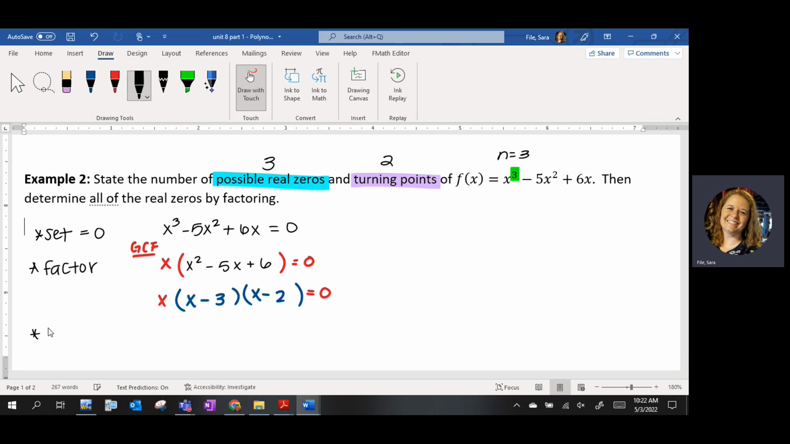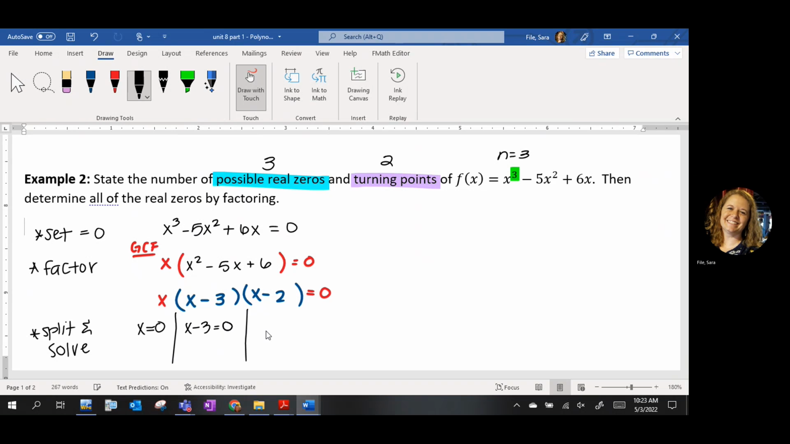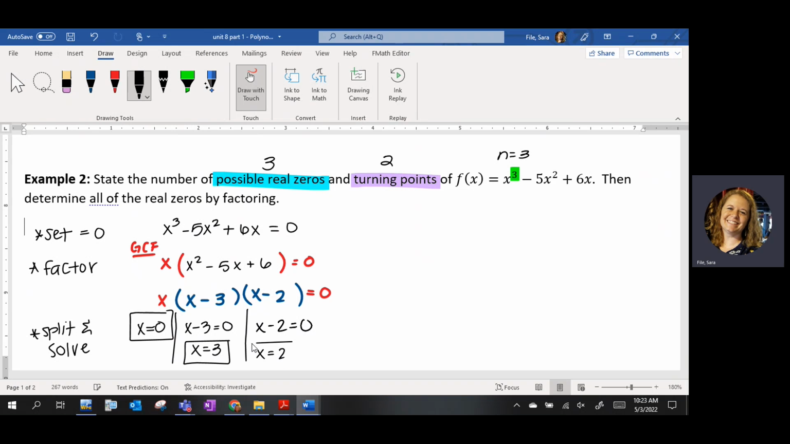The next step is to split and solve. That means once each factor only has one x term, you can split it and set each of those factors equal to 0. So x is equal to 0. x minus 3 is equal to 0. And x minus 2 is equal to 0. This one is already solved. What does this come out as when I solve for x here? I add the 3 over, so that one is positive 3. And this one is positive 2 because I would have to add the 2 over.